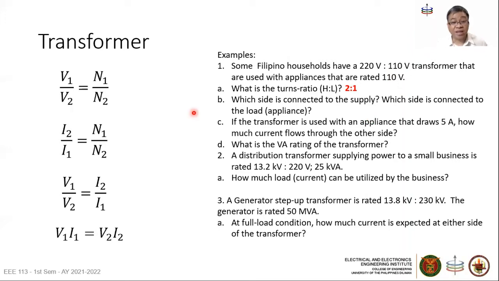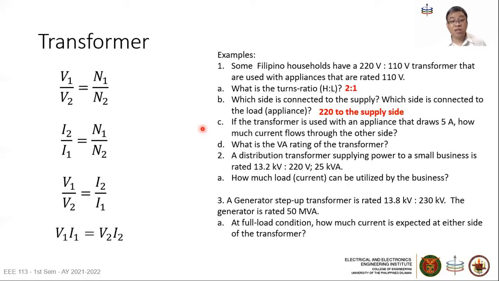Which side is connected to the supply and which side is connected to the load? The supply side is the 220 volts in our outlet. The load side is our appliances. So the 220 volt side of the transformer is to be connected to the supply side. The 110 volt side of the transformer will be connected to our appliance.